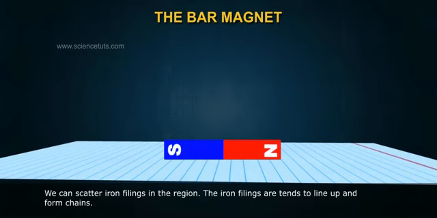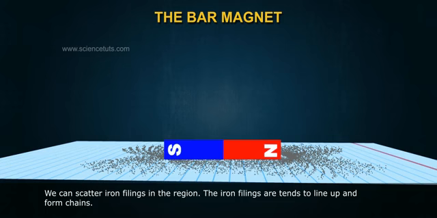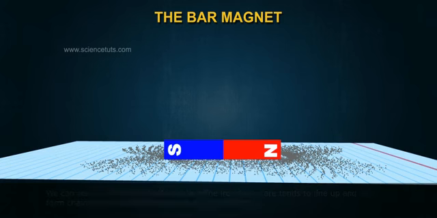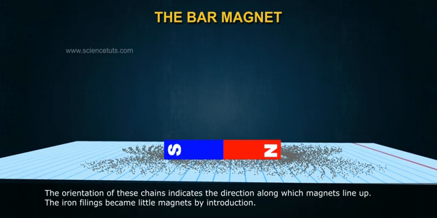We can scatter iron filings in the region. The iron filings tend to line up and form chains. The orientation of these chains indicates the direction along which magnets line up. The iron filings become little magnets by induction.